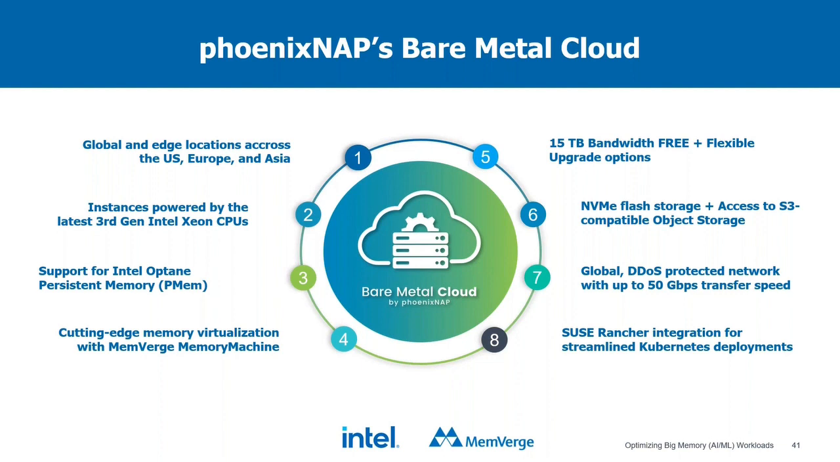And each node has the ability to have up to 50 gigabits of transfer speed, whether that's for public or private networks. So you have the throughput capacity that you might require for a big data project or any kind of AI or ML workload you might be running. In addition, we also have a number of different support options for integrating Kubernetes, including Rancher, if you're looking for more of a streamlined Kubernetes deployment.